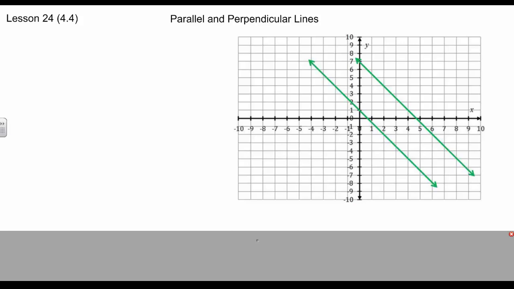So today we're going to talk a little bit about parallel and perpendicular lines. Now, as you can see over on the right here, I have two lines that are parallel. In other words, two lines that will never touch. And what I want to do is take a look at what is similar about these two lines other than the fact that they don't touch. Well, I'm going to take a look at their slopes.